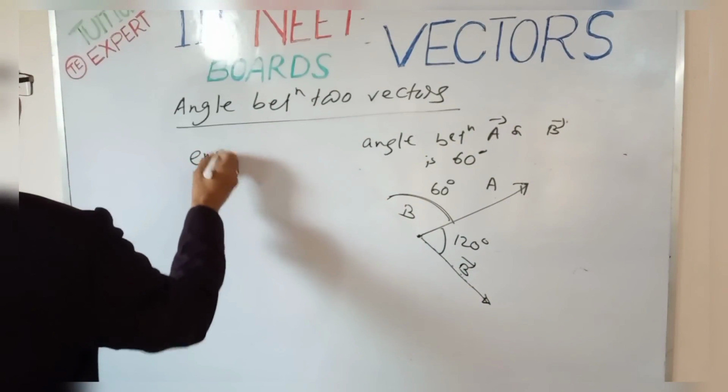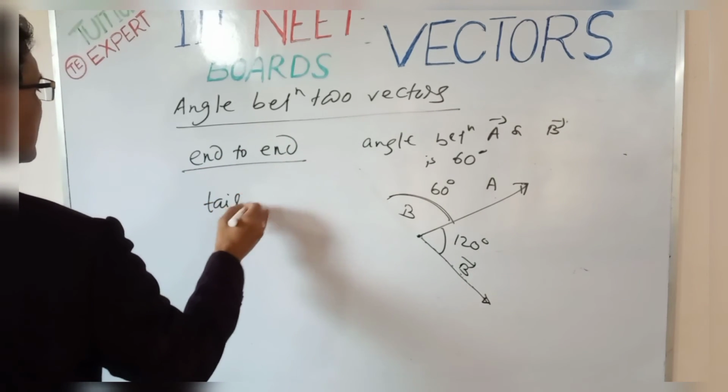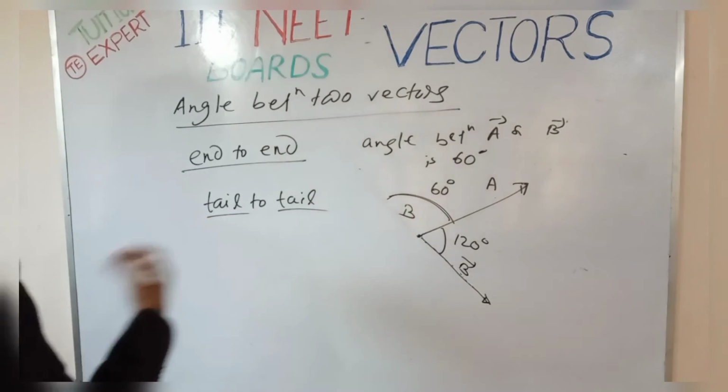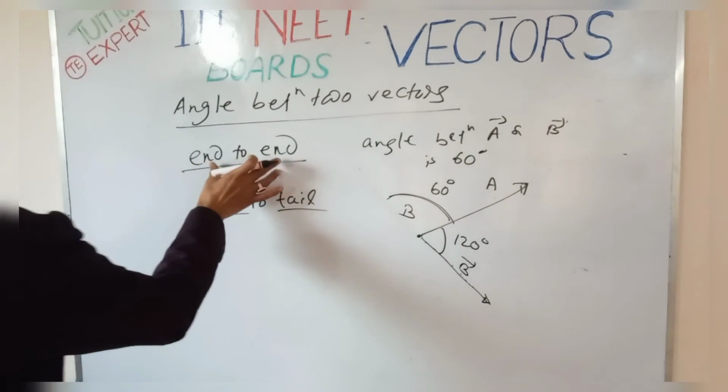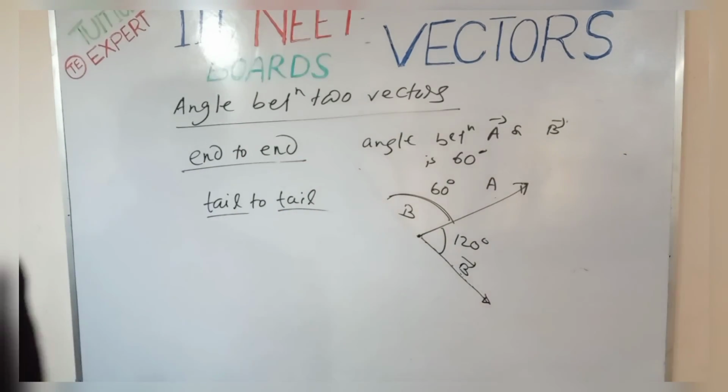So head to head and tail to tail. Then we can determine the angle between a and b. The two heads must be the same for two vectors, or the two tails must be the same for two vectors. Then we can determine the angle between two vectors.